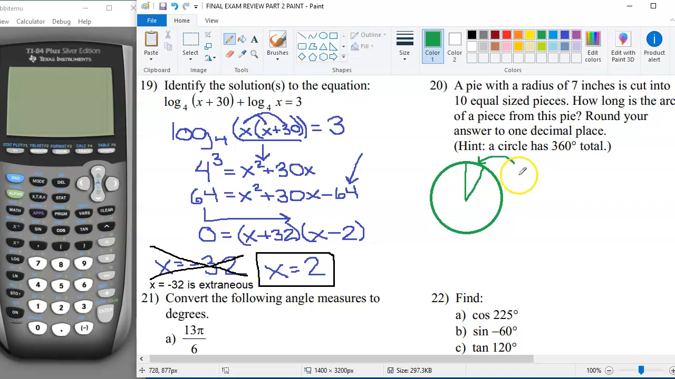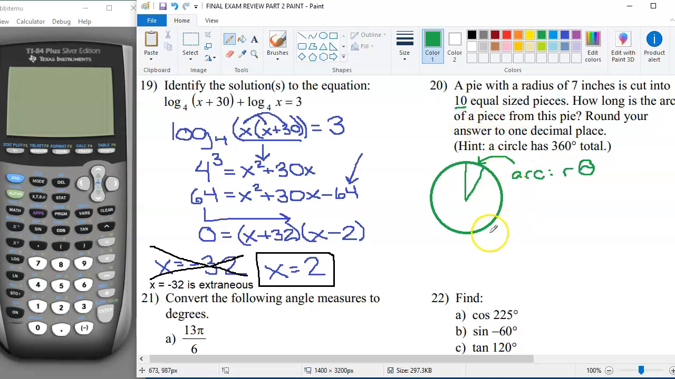We learned that arc length is the radius times whatever your angle is, okay? Now, there's a catch. The catch is that trick only works if you are in radians. So what I'm going to do is I'm going to think about this angle, and I'm going to think of it in terms of radians.